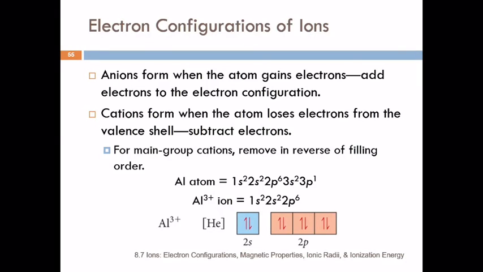There are also trends in electron configurations, in magnetic properties, in ionic radii, and ionization energies. What we know is when an anion forms from an atom, it does so by gaining electrons, right? And so we're adding electrons to the electron configuration. When we form a cation, we're removing electrons. And generally, we're removing all of the valence electrons.